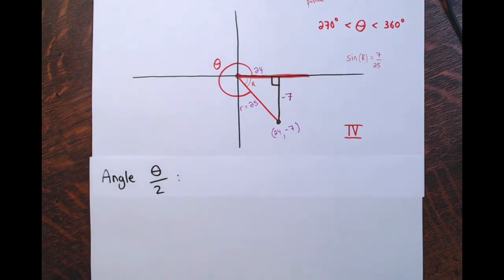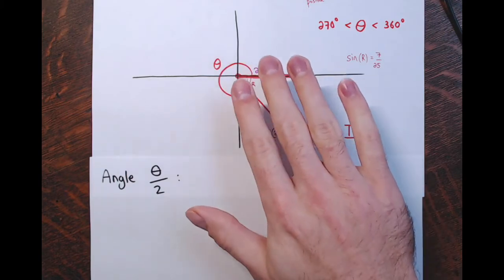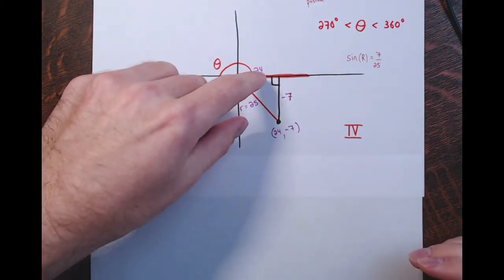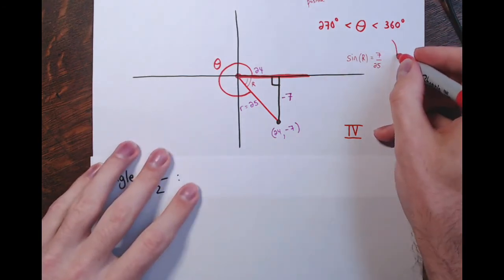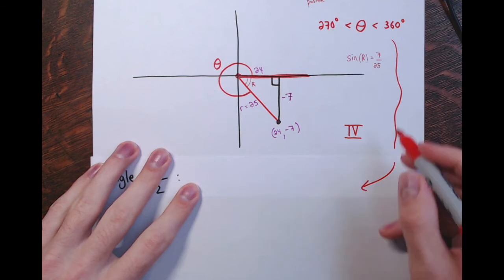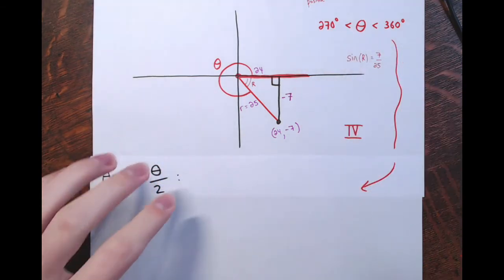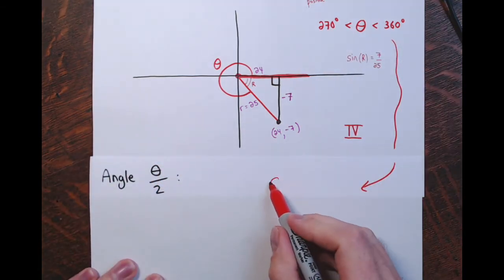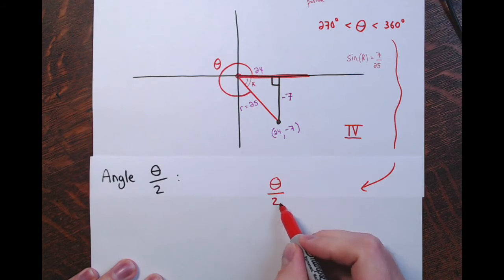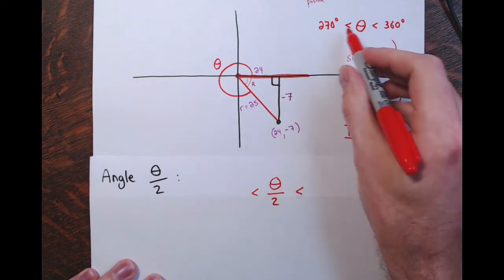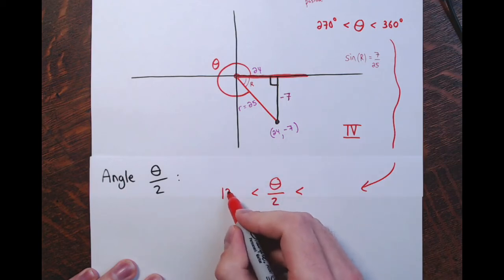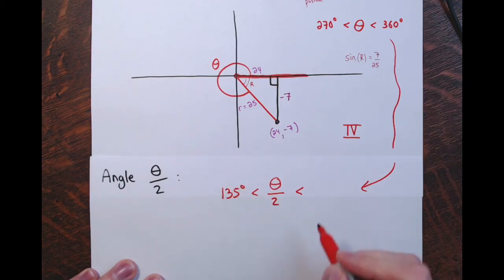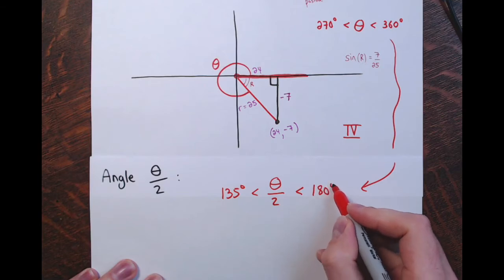Now, it would be nice to know, again, based on this drawing, like I said, if you used a negative angle, it would be totally different. But based on this drawing, theta is between 270 degrees and 360 degrees. Cut that in half. Now, if I cut that in half, that would just cut everything in the inequality in half. And theta over 2 would be between 135 degrees and 180 degrees.